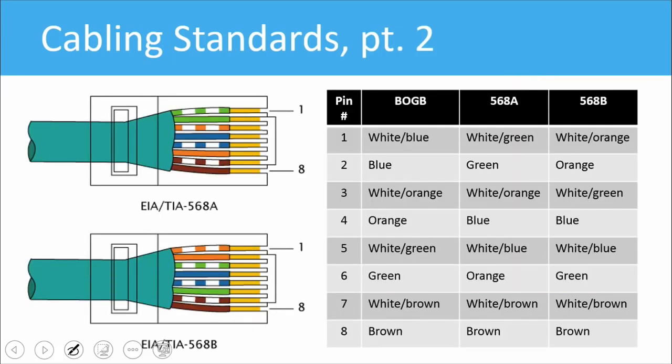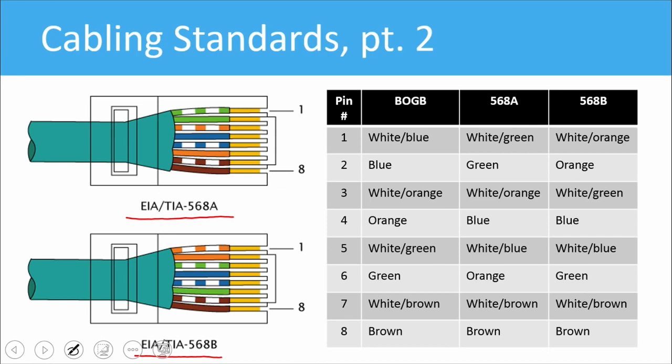All right, so let's detail some of these cabling standards. You've got an older version, BOGB. Then we have the two that are most commonly used. We have 568A and then 568B. Notice here we've got two models up on the screen for you. 568A follows a very specific pattern where you have the white and green, then white and orange, then solid blue, then white and blue, and then solid orange, and then the white and brown, and then brown.